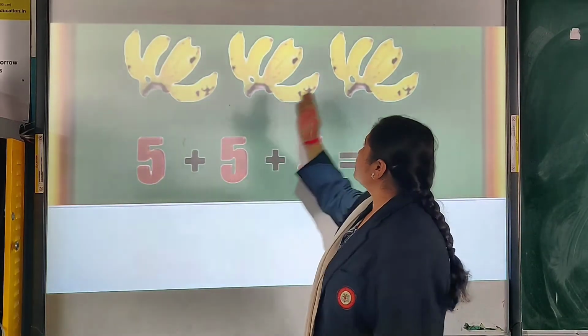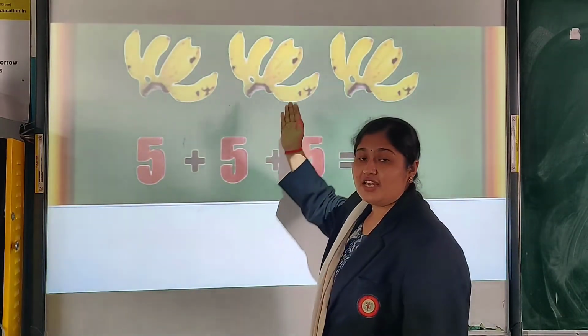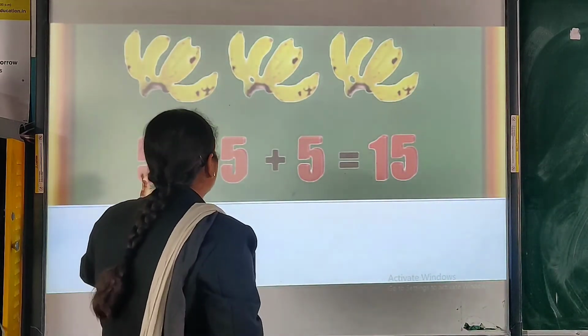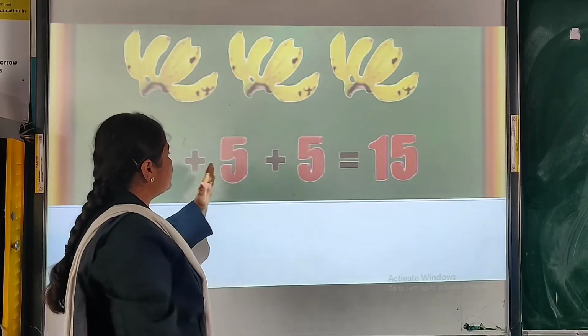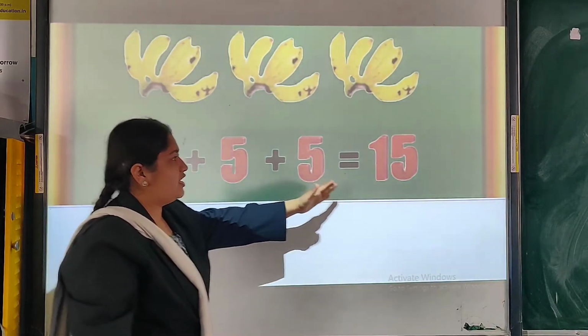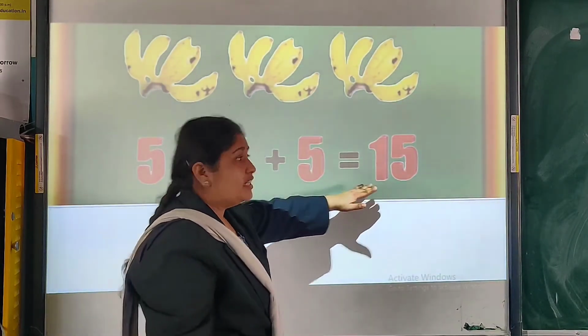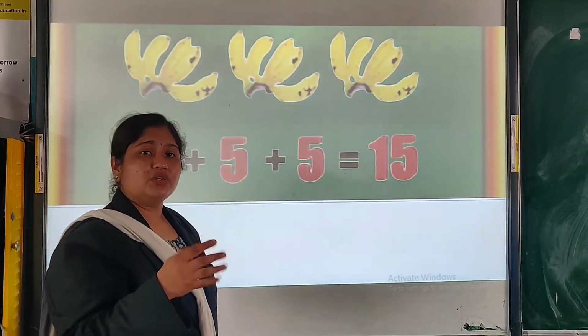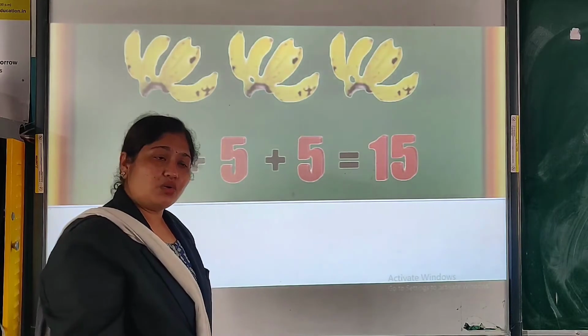So, how many such bunches are there, students? 3 bunches. How many? 3 bunches. So, okay students, what will you do? You will add this, 5 plus 5 plus 5. What does it become? 15. Instead of doing this, students, if you have to do plus, plus, plus, see what an easy method is.